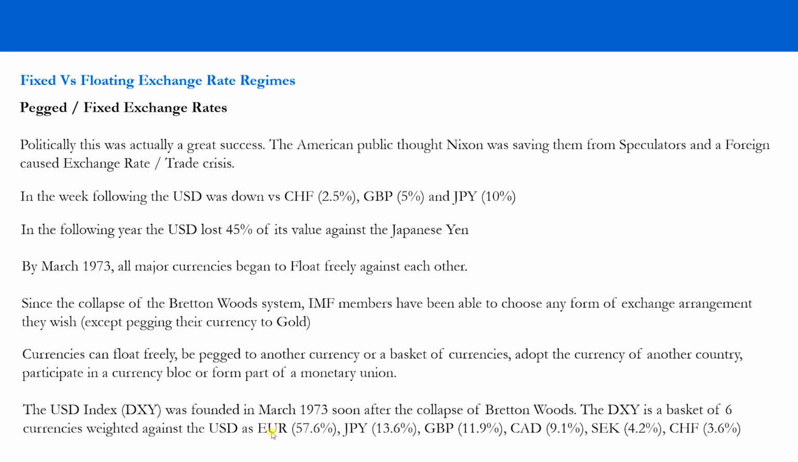So what the DXY looks like today. The dollar index is a basket of 6 currencies weighted against the US dollar. And today, that is the euro with a 57.6% weighting, the Japanese yen with a 13.6% weighting, the pound with just under 12% weighting, Canadian dollar at a 9% weighting, Swedish krona at 4.2% weighting, and the Swiss franc at 3.6% weighting.